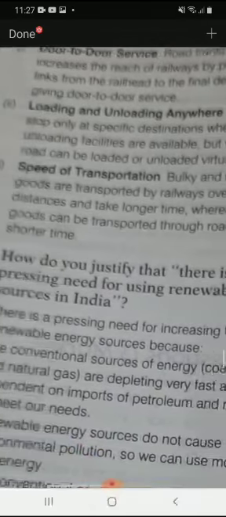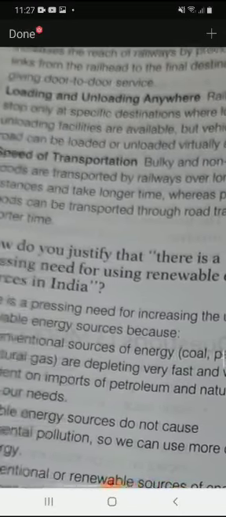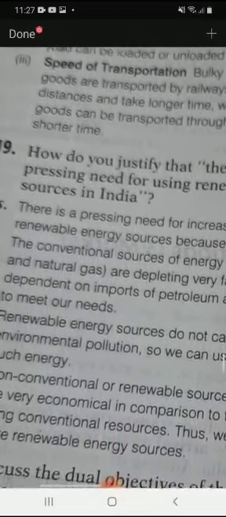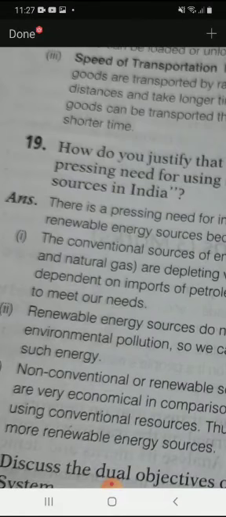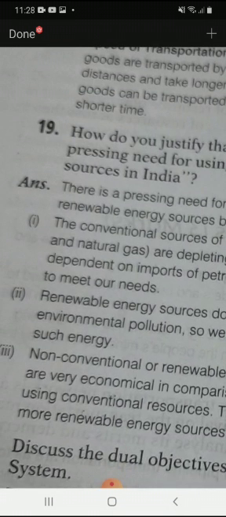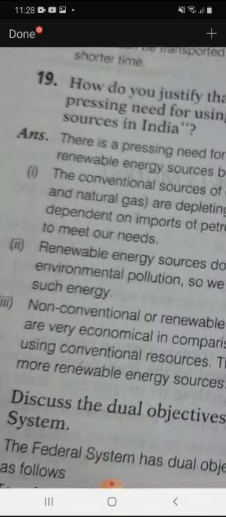How do you justify that there is a pressing need for using renewable energy sources in India? This is a very, very important question, and this is question number 19. If any question is not clear to you, I will resend you the answer. There is a pressing need for increasing the use of renewable energy resources because the conventional sources of energy, coal, petroleum and natural gas, are depleting very fast, and we are dependent on imports of petroleum and natural gas. Renewable energy resources do not cause environmental pollution. Non-conventional renewable sources of energy are also very economical in comparison to the cost of using conventional sources.